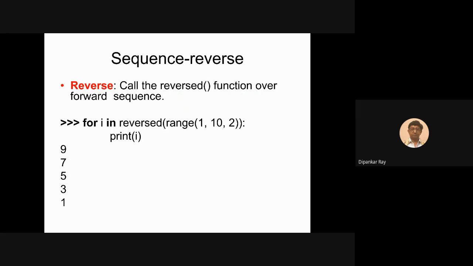Now the range, this is the most used word. So range 1, comma 10, then 2. The first one is the starting point, the second one is the end point, and the third one is the step.